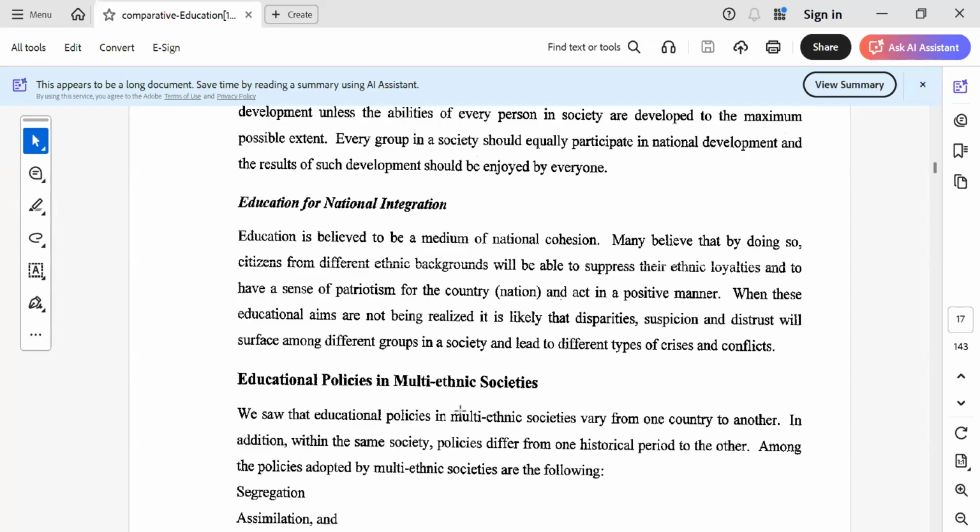So many believe that by doing so, citizens from different ethnic groups will be able to suppress their ethnic loyalties and have a sense of patriotism for the country and act in a positive manner, right? Patriotism, right? If I'm a Sri Lankan, I have to have patriotism. I must love the country and I have to do some good thing for our country, right?